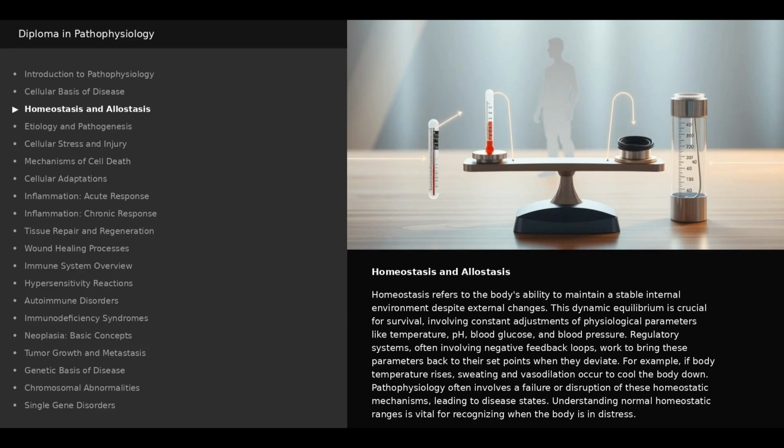Pathophysiology often involves a failure or disruption of these homeostatic mechanisms, leading to disease states. Understanding normal homeostatic ranges is vital for recognizing when the body is in distress.